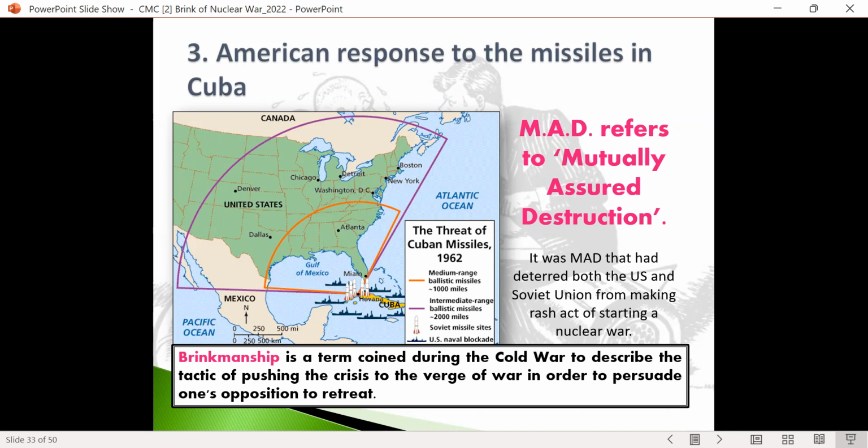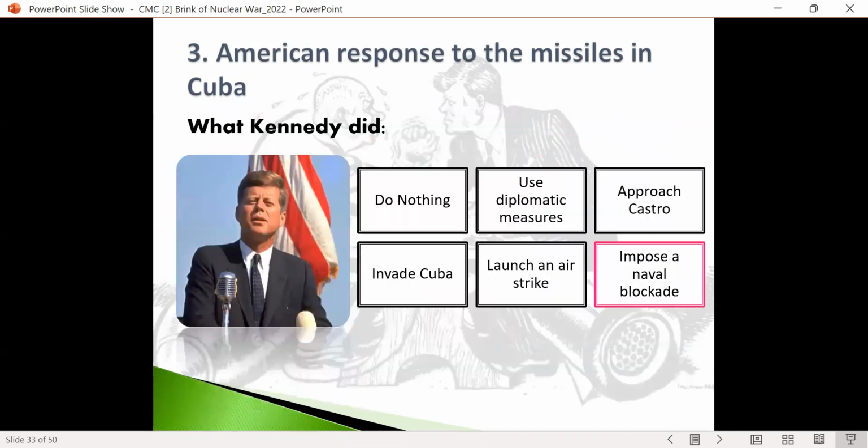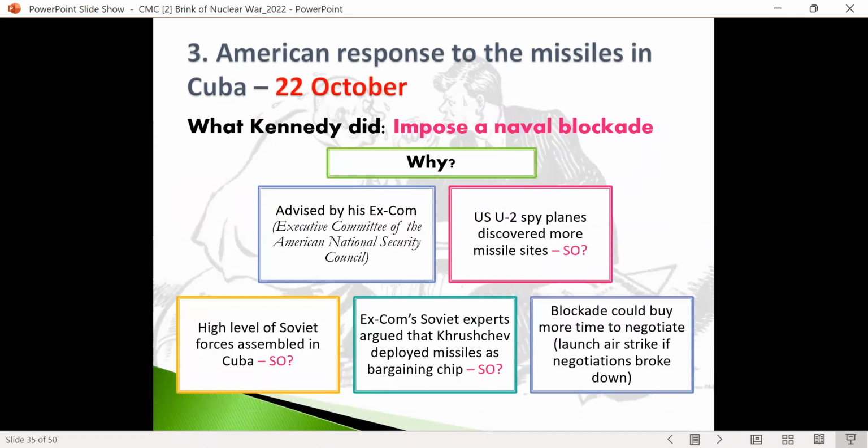You push your opponent to the edge so that they will retreat. All right, but it's a very dangerous tactic to play, right? Because what if you push your opponent to the edge and then you accidentally pull yourself over the edge as well? Okay, so for Kennedy, this was what he decided to do, and that's why he chose to impose a naval blockade on 22nd October.